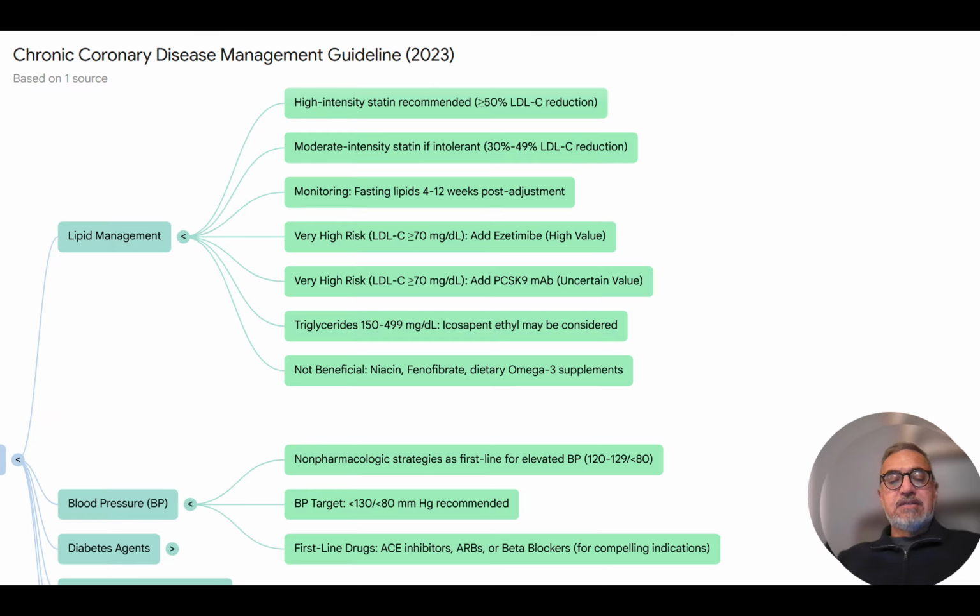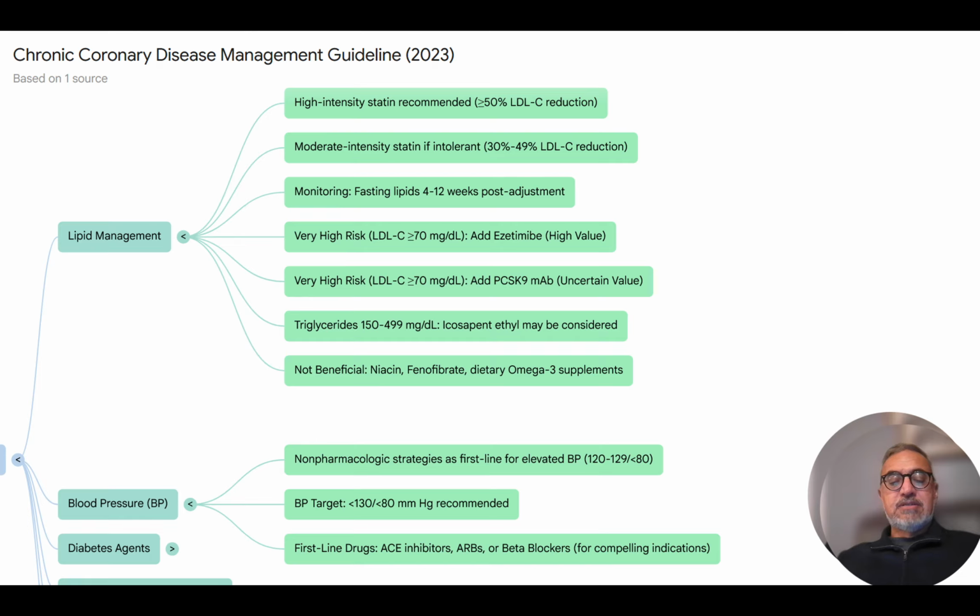Blood pressure management: non-pharmacological strategies should come as first line for elevated blood pressure, more than 120 to 129, and the goal should be to lower it to 120 to 129 and diastolic less than 80. Non-pharmacological strategies include assess and screen for sleep apnea, recommend exercise, isometric exercise drops blood pressure more, recommend the DASH diet, which is 4 to 5 servings of fruits and veggies, restrict the sodium intake. The target blood pressure is less than 130 over 80.